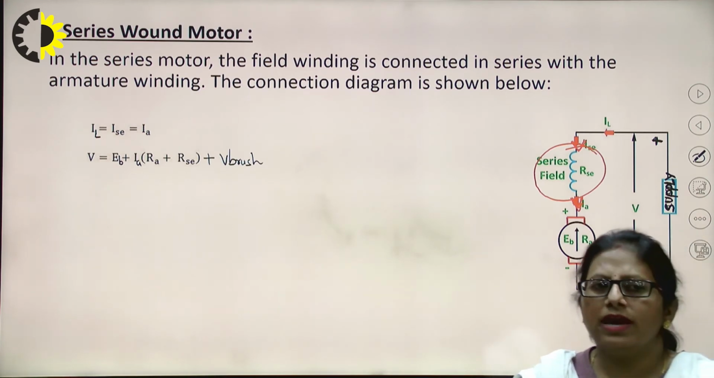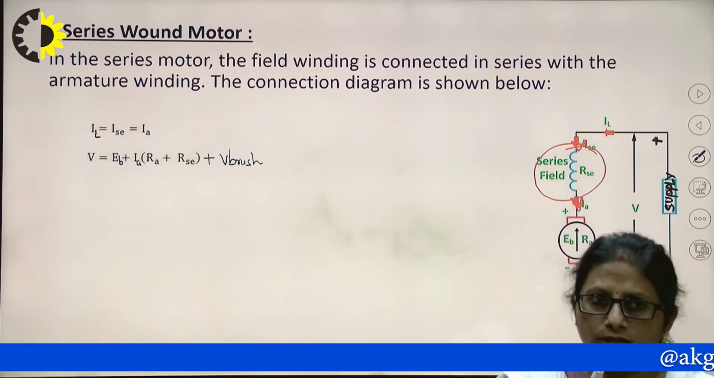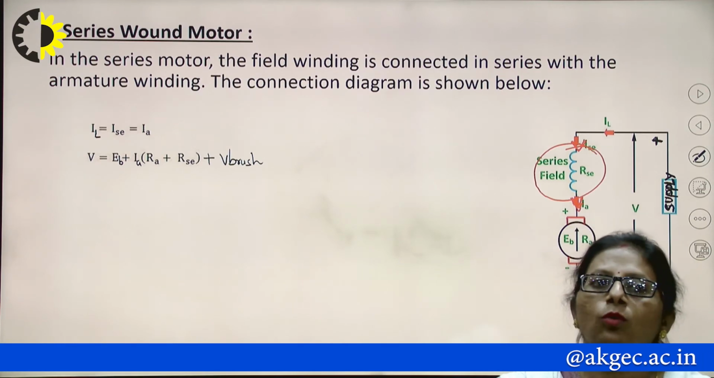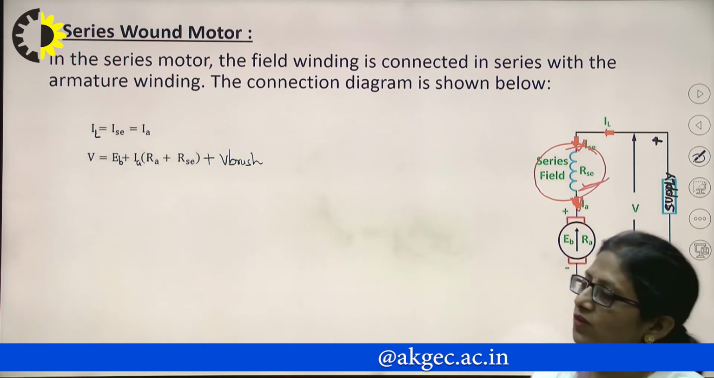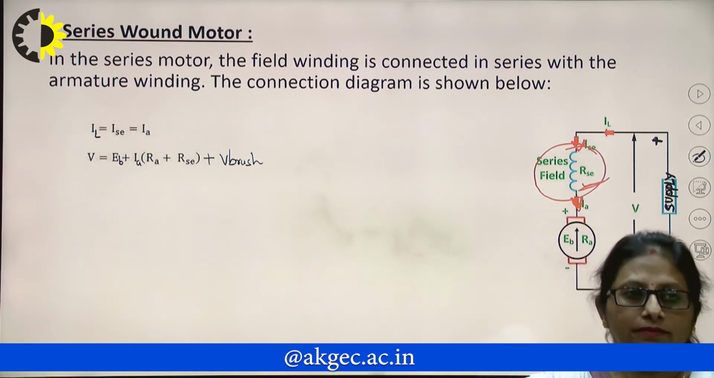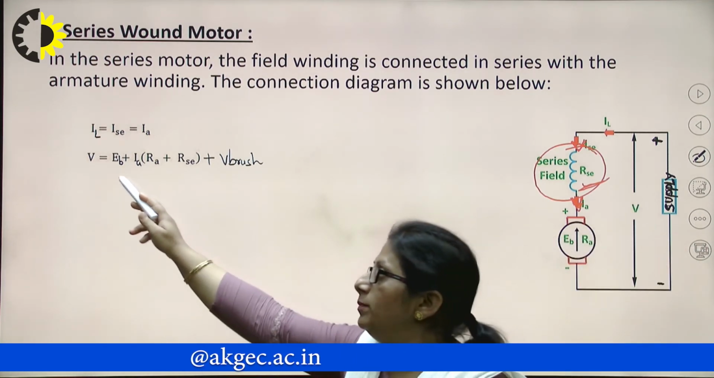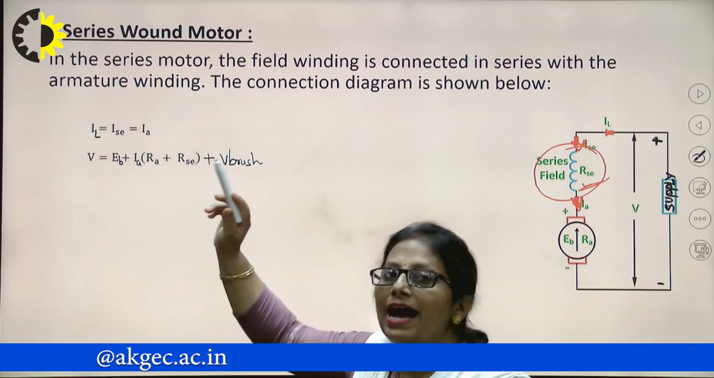Voltage equation, I'll be having a small change. What is that change? Now I'm having one more drop being added to it. What is that drop? That is the series field drop. That is, V must be equal to Eb plus IaRa plus Isc Rsc.